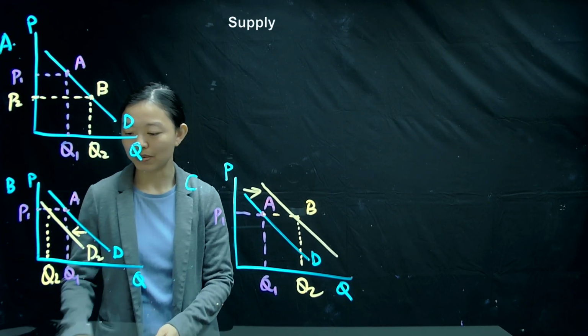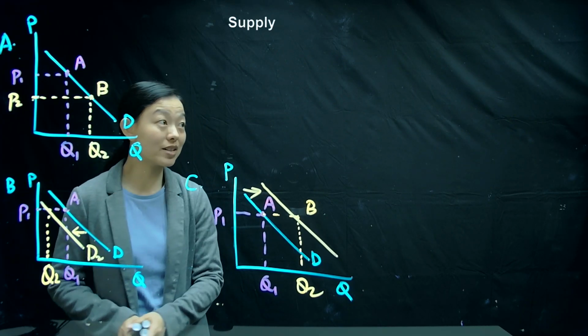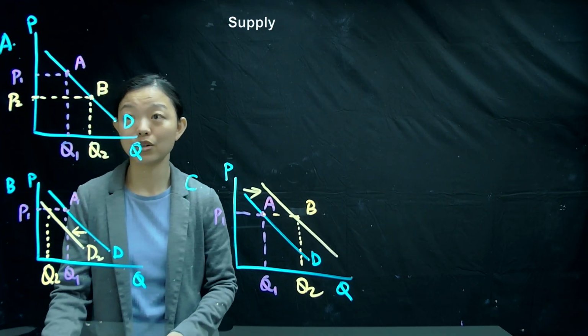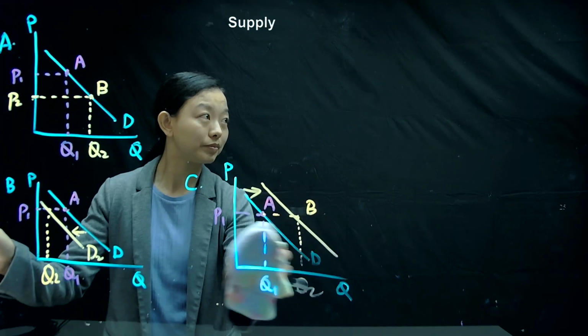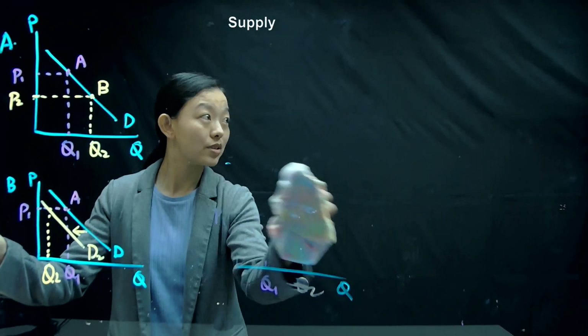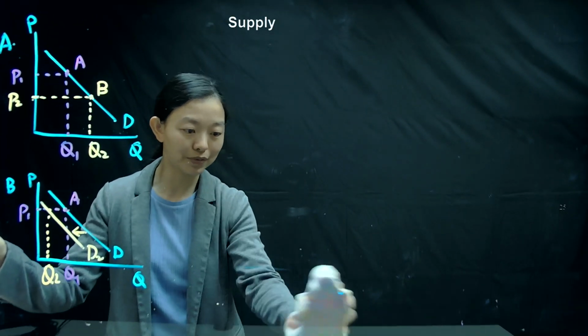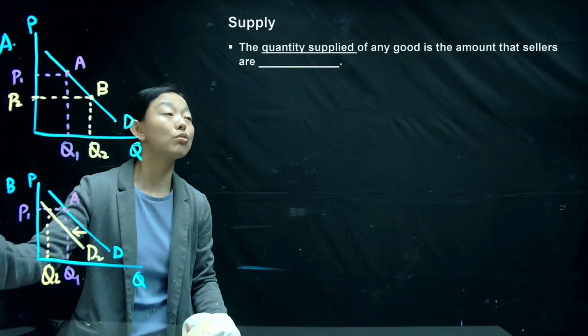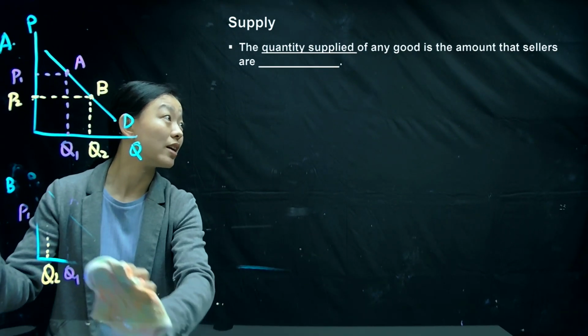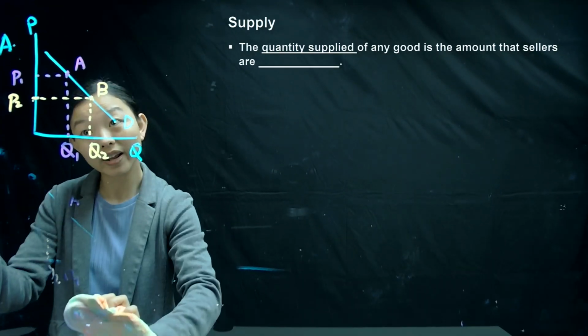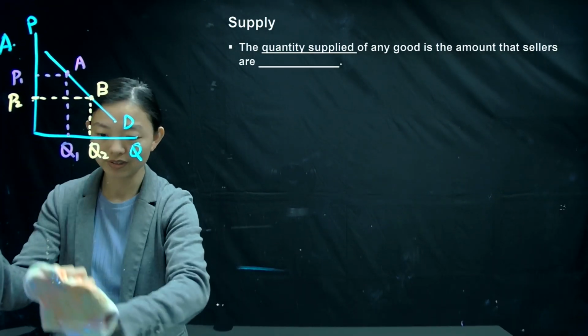Now let's look at the supply side. So for the supply side, things will be very similar to what we just introduced about the demand side. Okay. So for the supply side, what we need to do first is quantity supplied. So quantity supplied of any good is the amount of the good that sellers are willing and able to offer. Okay.